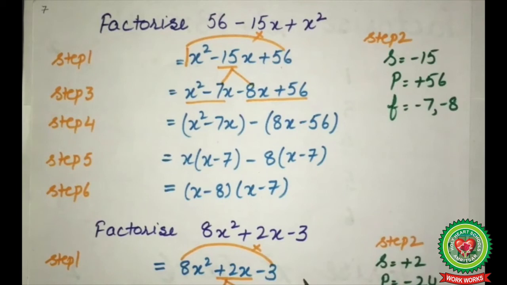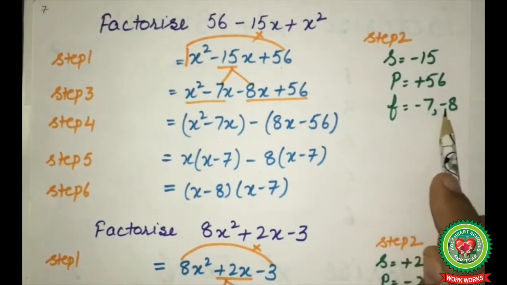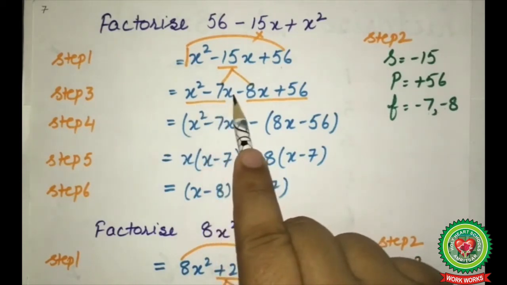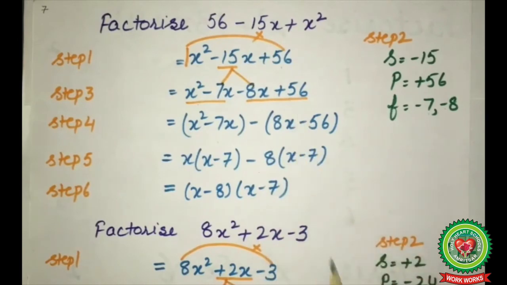Now here in this example, the sum is with minus sign and the product is with plus sign. So both the factors will be of minus sign. Now we need to identify two numbers which will give minus 15 as a sum and plus 56 as a product. And those two numbers are minus 7 and minus 8. So now the next step is that we need to split the middle term. So on splitting the middle term, we get x square minus 7x minus 8x plus 56.